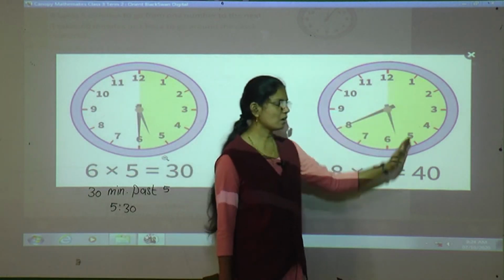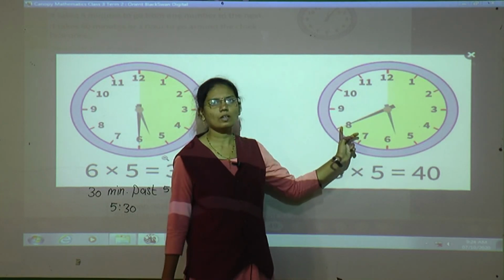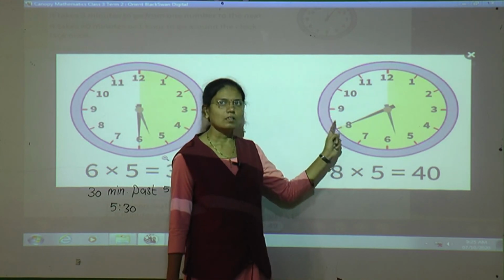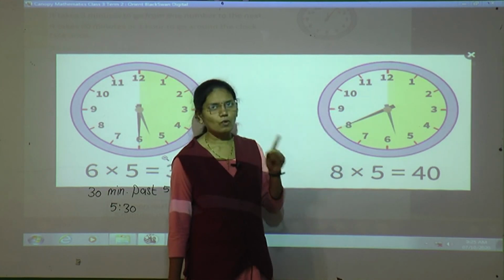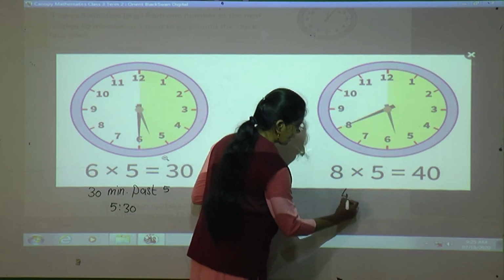Now see this clock. In this clock, where is the minute hand? Minute hand, it is on 8 number. So 8 5s are 40. So 40 minutes past.